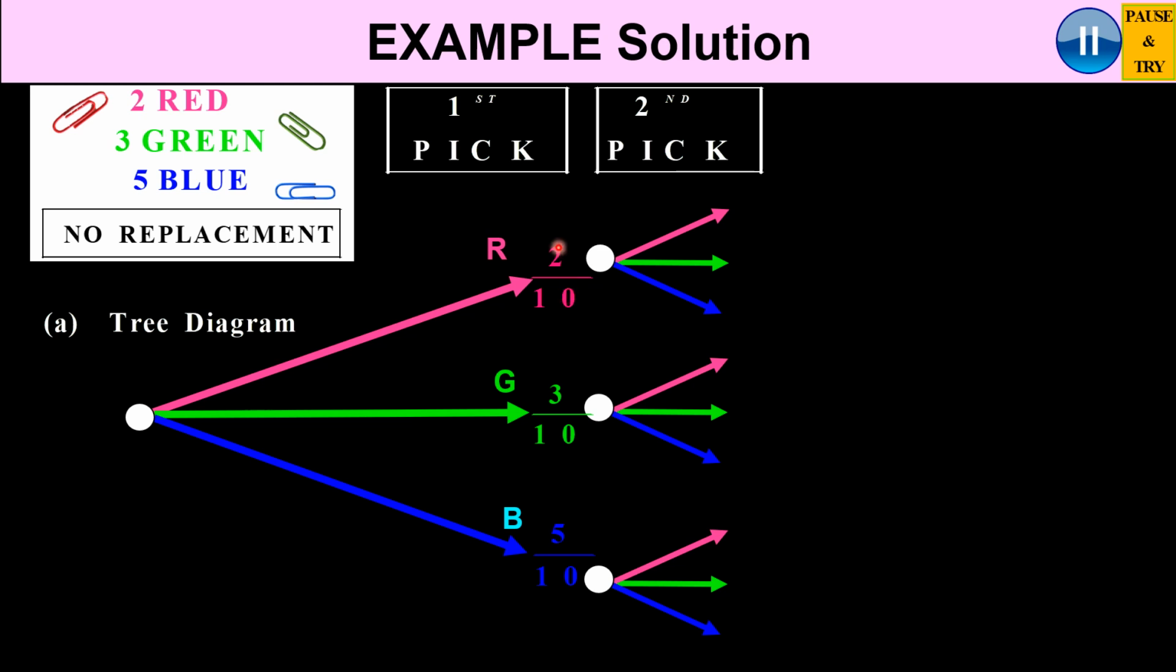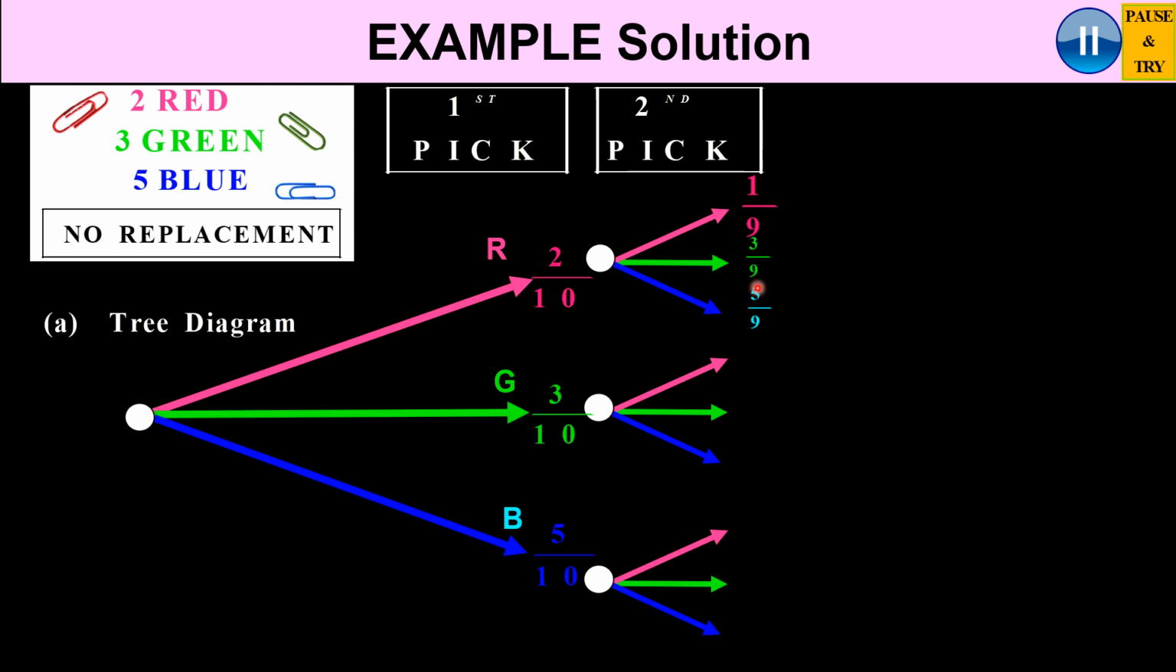So if I had 2 red and I already took out one of the reds, how many reds do I have left? Now I only have 1 red left. But I haven't replaced the red, so I now have 1 over 9. I haven't taken a green, so I still have my 3 greens, but I only have 9, so that's 3 over 9. Okay, I haven't taken any blue, so that's 5, but now it's 5 over 9. As you can see, with no replacement, that denominator of 10 now becomes a denominator of 9.